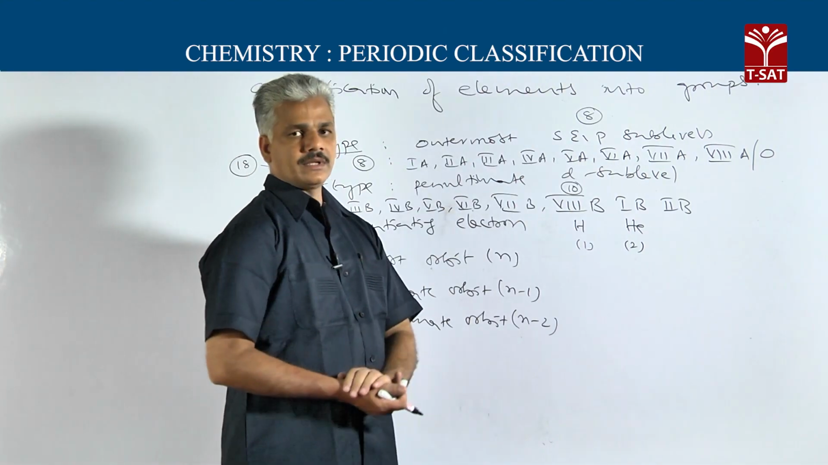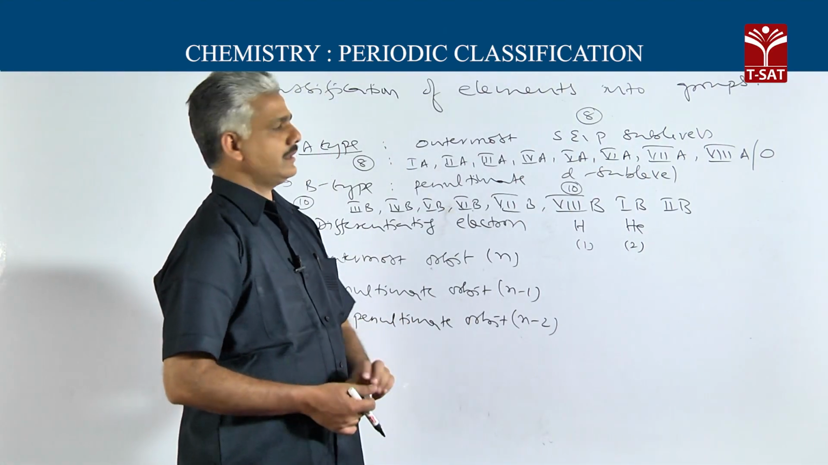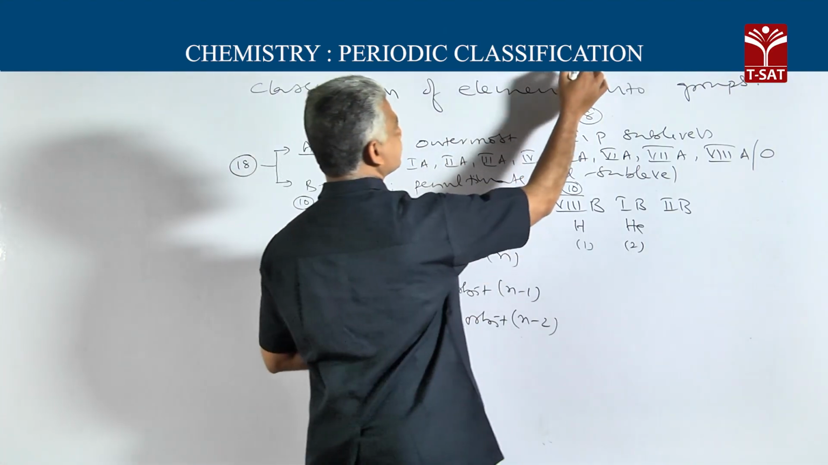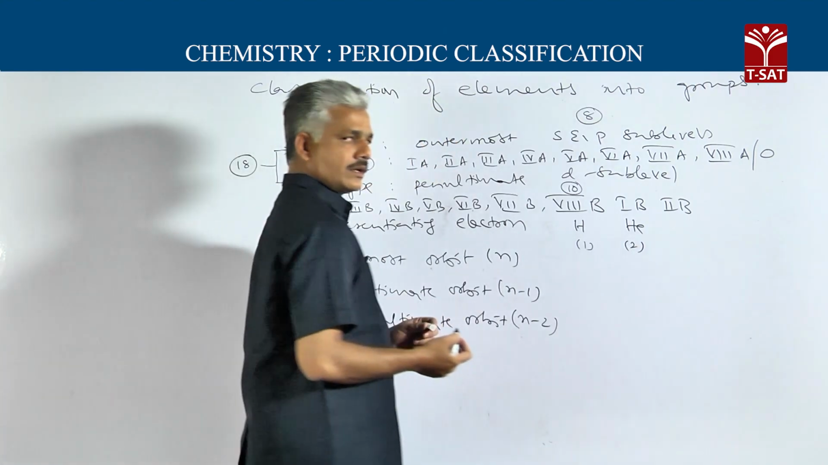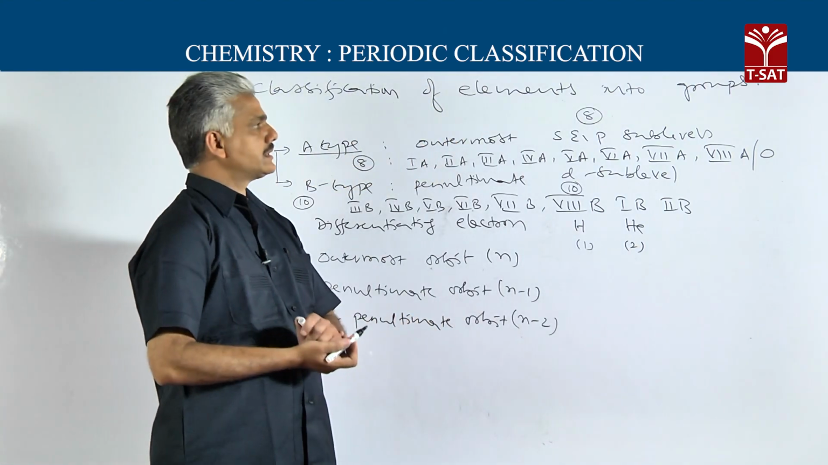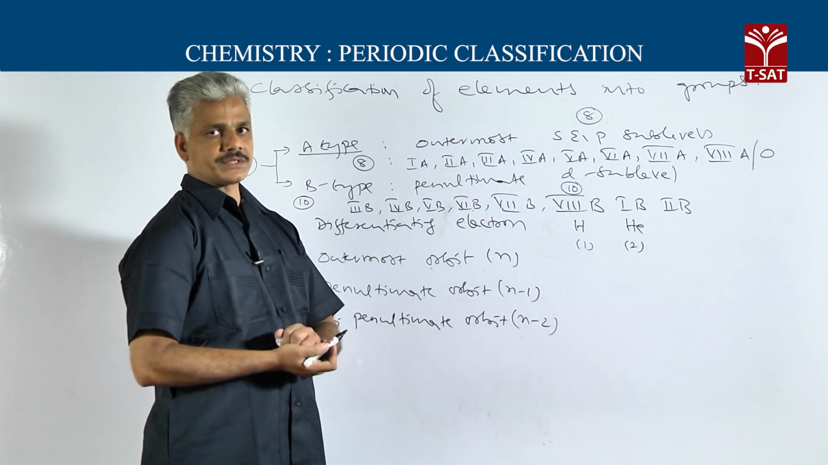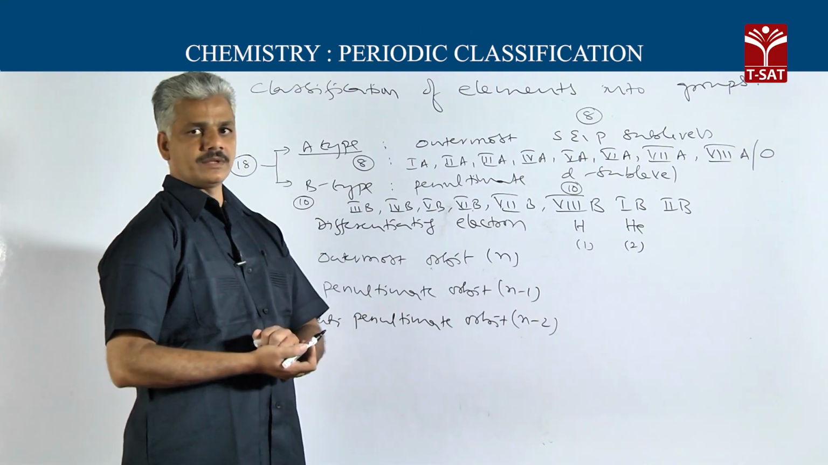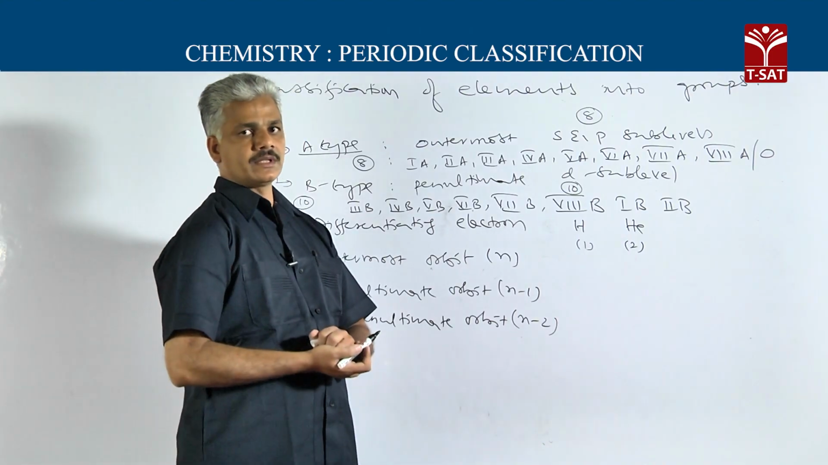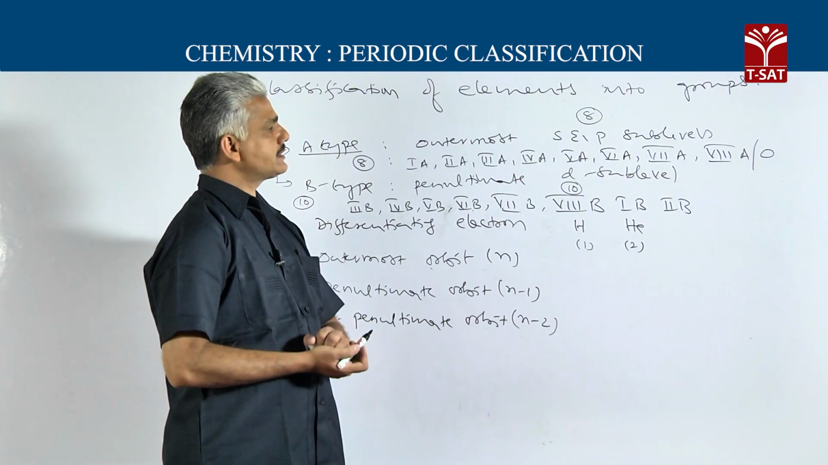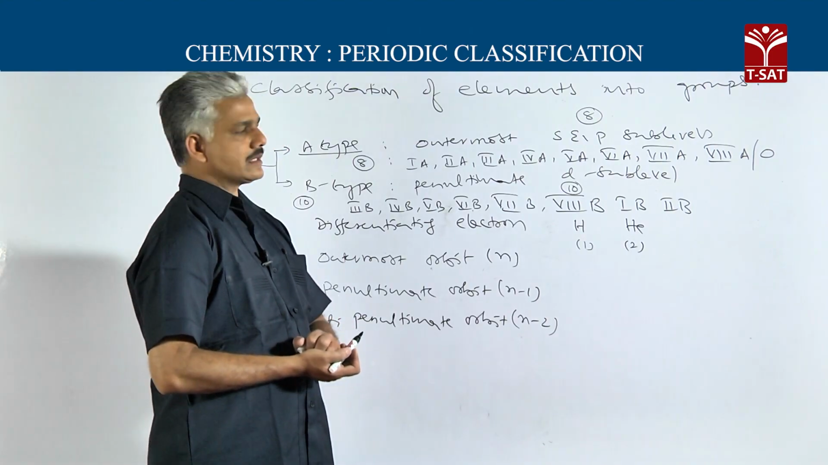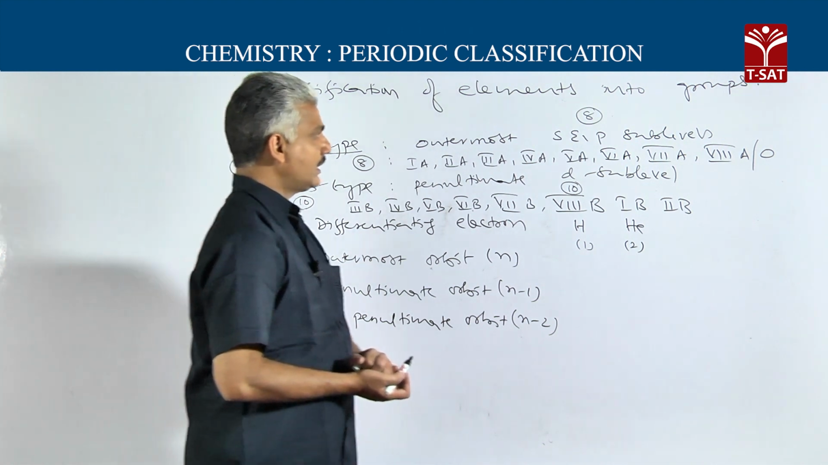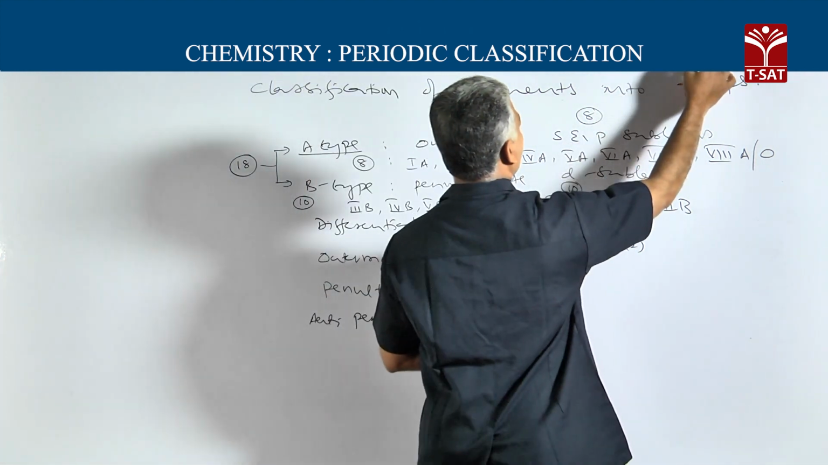Then 6A can be called either the oxygen family or the chalcogen family. Chalcogen means related to ores. Most of the 6A group elements are associated with minerals and ores. Hence, that group is also called the chalcogen family. 7A group elements are popularly known as halogens.